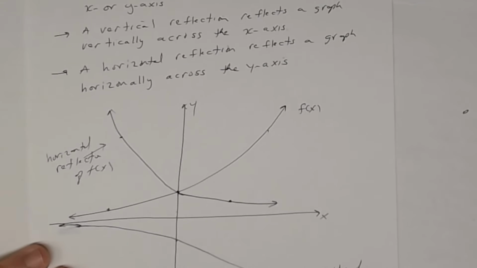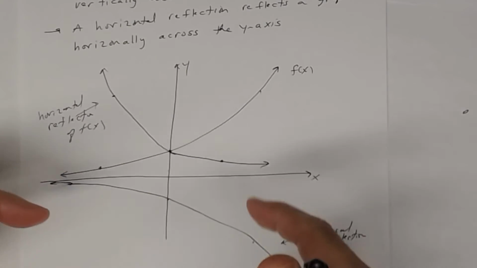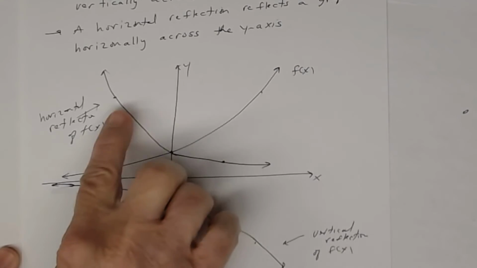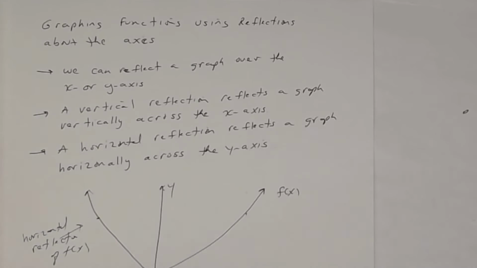So that's the idea about reflections. A vertical reflection is a reflection about the x-axis. A horizontal reflection is a reflection about the y-axis. Okay? All right. Now, let's look at this example.